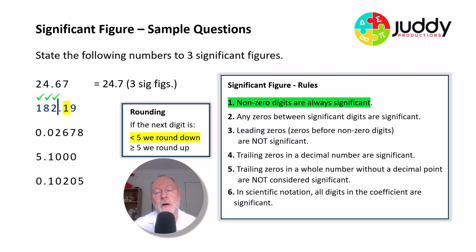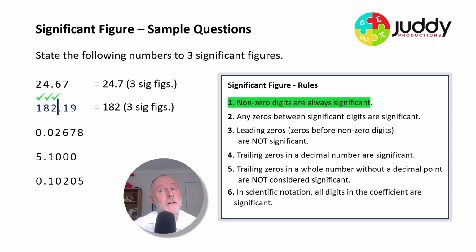Now, that's less than 5, so we round down. That means the 182 remains at 182. It isn't rounded up to 183. So 182.19, rounded to 3 significant figures, is the number 182.